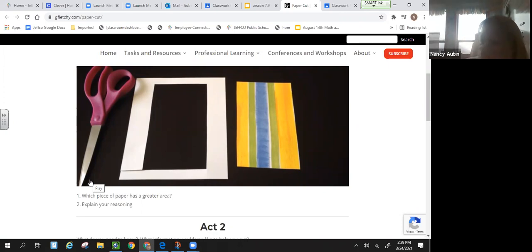Evie, what about you? Why did you think the outside would be a greater area than the colored piece? I just visualized it, and I pictured all the pieces smushed together into one rectangle, and it looked like a bigger one. Oh, good explanation. She said she kind of smushed it together in her mind and it seemed like it would be bigger. So who would be willing, how about Henry? Why did you stand for the colored rectangle, the striped one? Why do you think that one has a greater area?